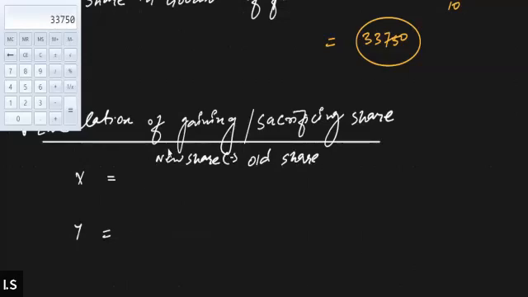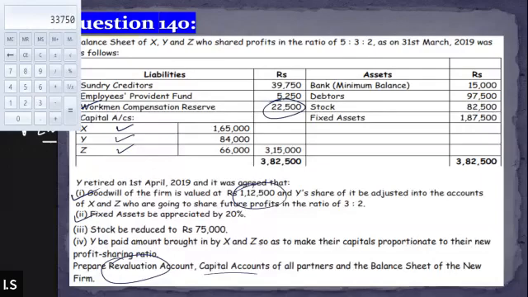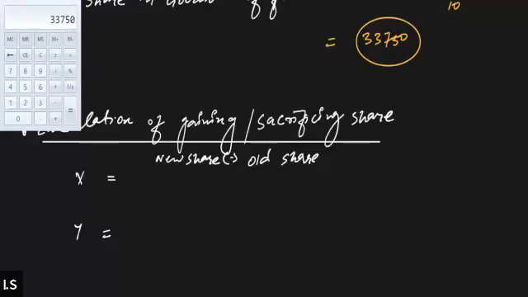So the new profit sharing ratio is 3:2 and the old was 5:3:2. That means 5 by 10, 3 by 10, and 2 by 10. This was the old PSR and the new PSR is 3:2, that means 3 by 5 for X and 2 by 5 for Z, and Y is retiring. So 0 for Y.